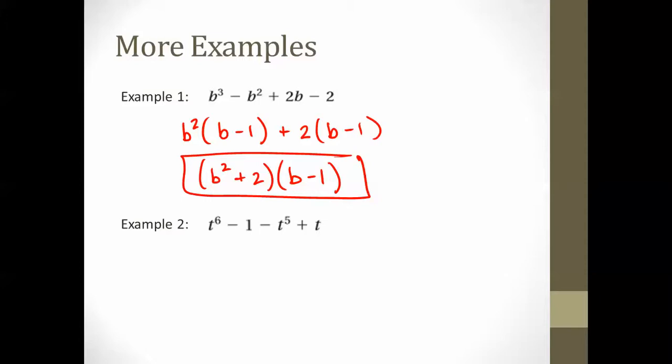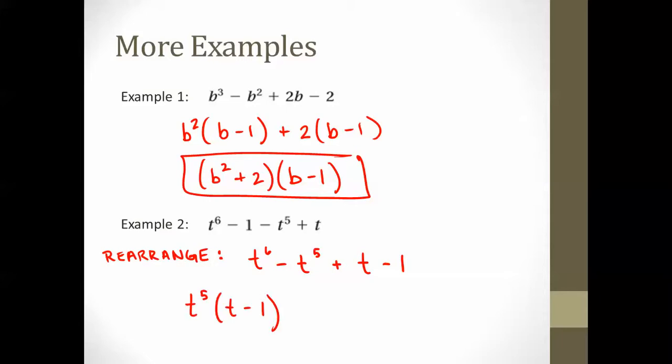Let's look at example 2. It looks a little funny because it's not in standard form. So we want to rearrange it so that it is in standard form, which remember is just the exponents in descending order. So we're going to write t to the 6th minus t to the 5th plus t minus 1. Now I'm going to factor by grouping. The first pair I can factor out a t to the 5th. I'm left with t minus 1.